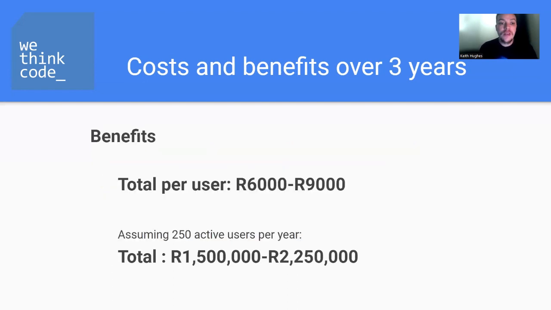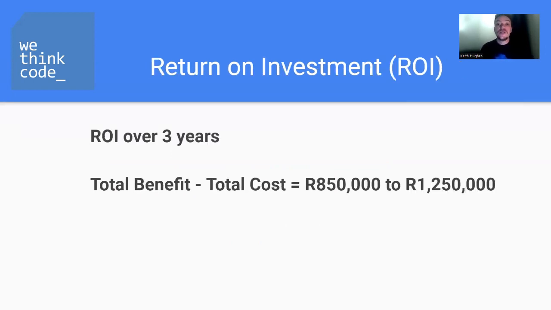Over 3 years. And then the same thing for the benefits. So adding up all the benefits we went through previously, we get a total of 6,000 to 9,000 Rand per user over 3 years. And then also assuming that we have 250 active users, that's about 1.5 million to 2.25 million over 3 years for 250 active users. And then taking you through the return on investment over 3 years, just a simple calculation of benefit minus costs. We're looking at ROI of between 850,000 to 1.25 million, basically the profits.